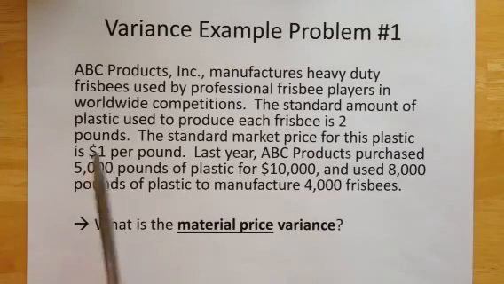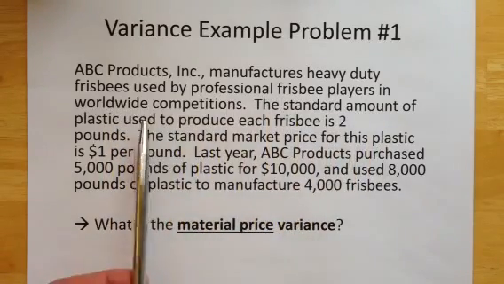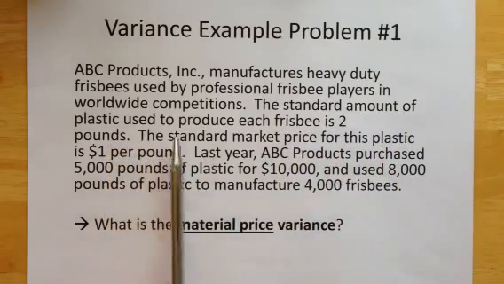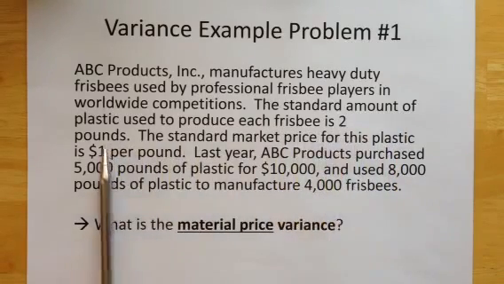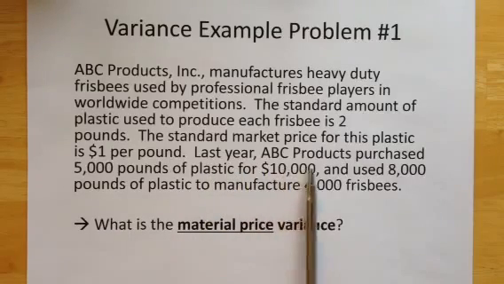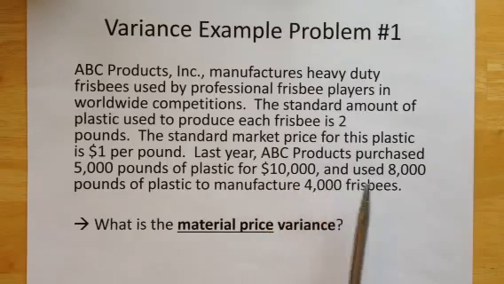ABC Products, that's our company, manufactures heavy-duty frisbees used by professional frisbee players in worldwide competitions. The standard amount of plastic used to produce each frisbee is 2 pounds. The standard market price for this plastic is $1 per pound. And last year, our company purchased 5,000 pounds of plastic for $10,000 and used 8,000 pounds of plastic to manufacture 4,000 frisbees. And we are going to calculate what's called the material price variance.